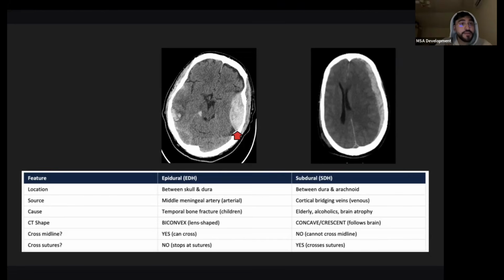We see it in alcoholics, right? Why? Because their brain shrinks. And imagine this brain is shrinking, shrinking, shrinking. What will happen to the bridging vein? They're going to disrupt. Okay. So that's something about the subdural hematoma.